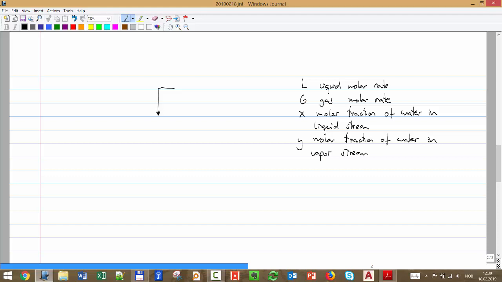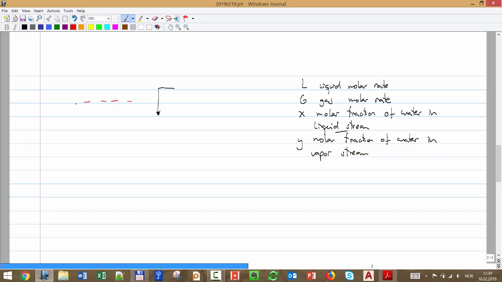Okay? Just like what we did on separation, we have X, which is the molar fraction of that component, in this case water, that's what we are focusing on, in the liquid stream. And Y is the molar fraction of the same component in the vapor stream. Okay, but exactly the same nomenclature we have used in separation. So if we see here, we have our column.